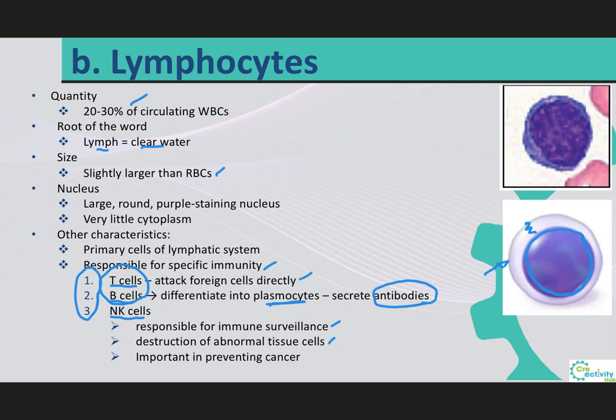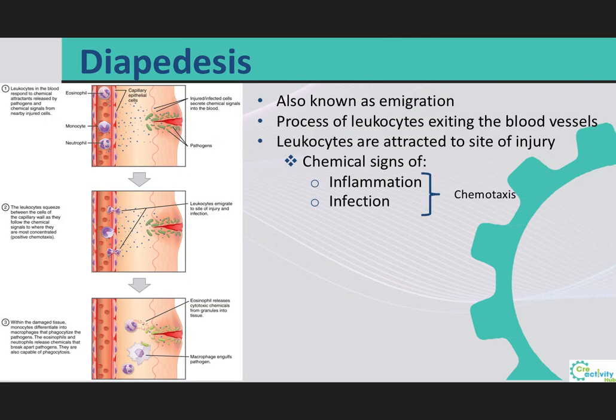And this cell is one of the cells that are important in preventing cancer. If you have a cell that's mutated and looks a little bit weird, then the natural killer cells are going to go there and destroy that cell, preventing the spread, differentiation, and division of this cancer cell.